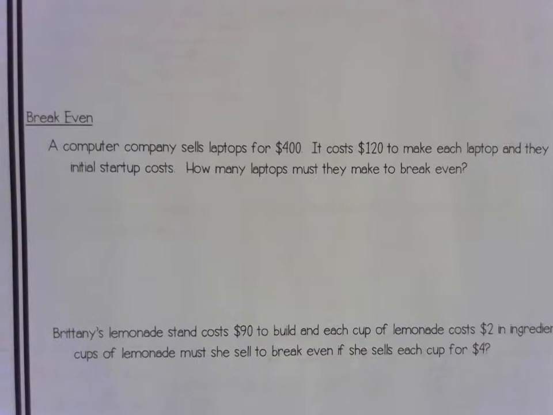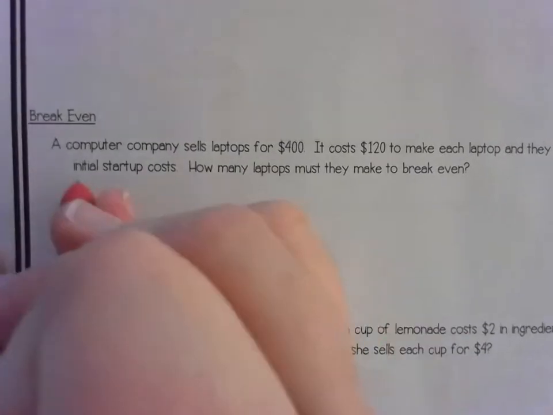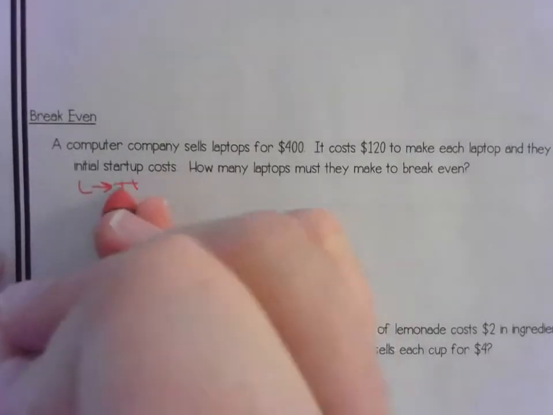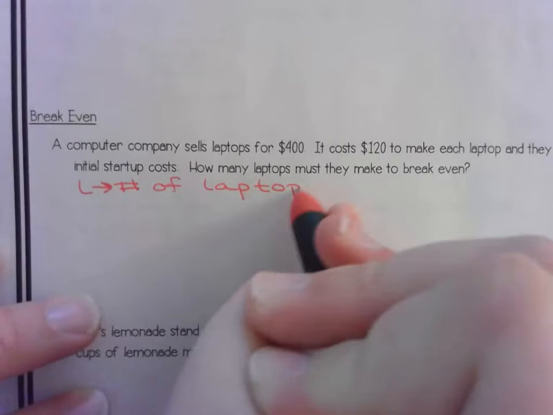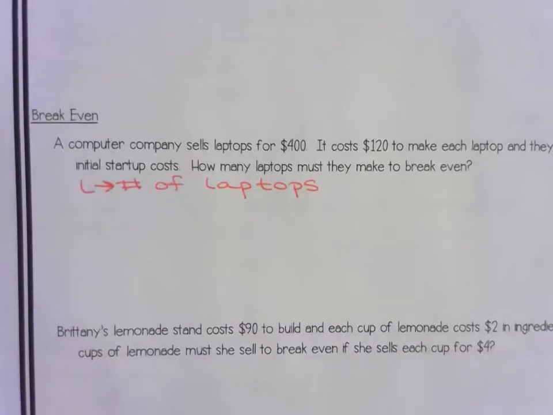First of all, let's define the variable. What do they want to know for this first question? How many laptops? So I'm going to let L be the number of laptops. Okay? So I want to know L, the number of laptops. I want to break even. So the amount of money I have coming in has to be equal to the amount of money that it costs me to make these goods.